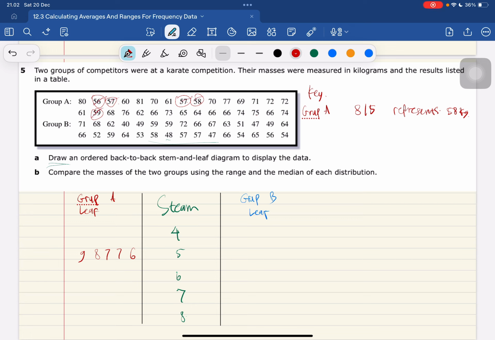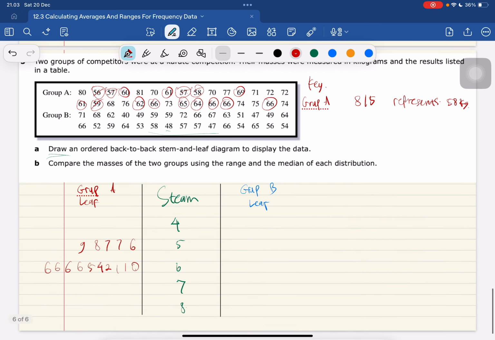Now we got 60, 61, 69, 61 again, 62, 66, 65, 64, 66, 66, and 66. So starting with 0, the smallest, 60, and then we got 61 two times, and 62, and we got 64, 65, and we got 66 four times, and then 68 and 69. So let's cross all the 60s.